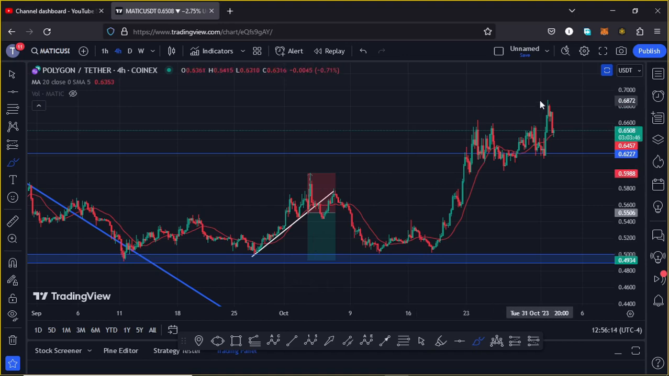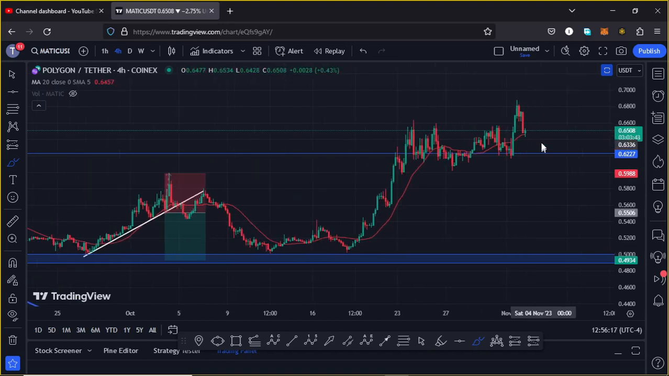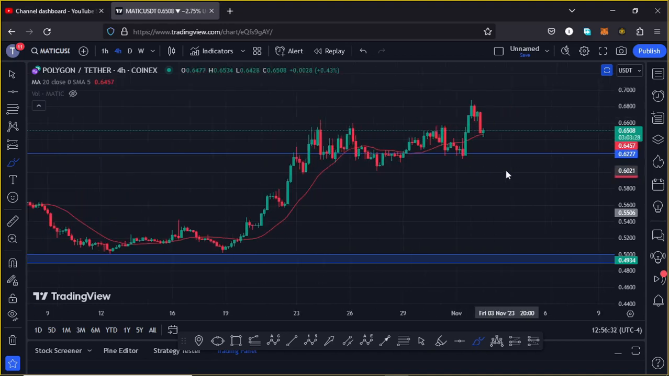And there are chances that Matic has now given us a high in this move to the upper side, and maybe in the next coming hours we can expect a bit of a pullback before we can get a low in that pullback and then continue getting impulsive, continue breaking above areas of resistances and maybe get above the $0.7 mark. And if that is the case, then there are chances that in the next coming hours we might continue seeing further pullback on the Matic chart, losing the significant area of support at around the $0.6227 mark.